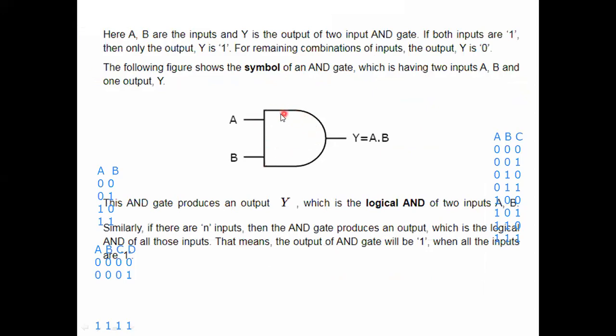See, this is the symbol for the AND gate. Remember the logic gate symbols. Only when we remember these symbols will you be able to design a digital circuit in future classes. So remember the symbols for these logic gates. This AND gate has 2 inputs A and B, and one output Y equal to A dot B. This is known as the AND gate.